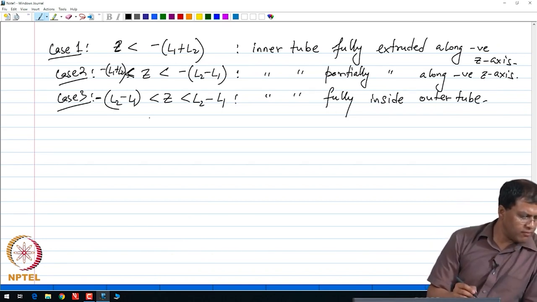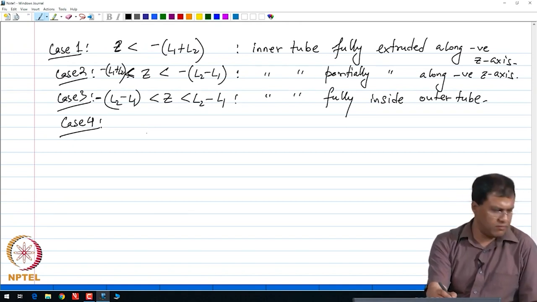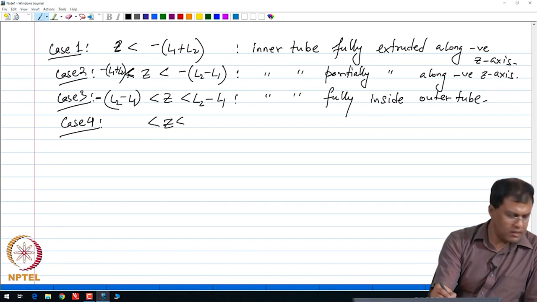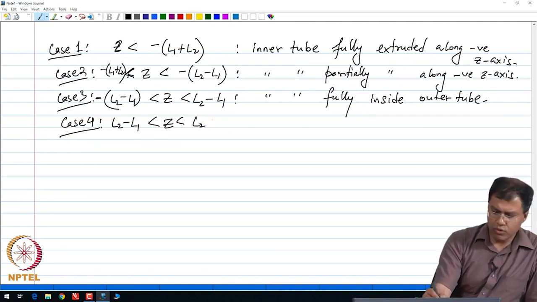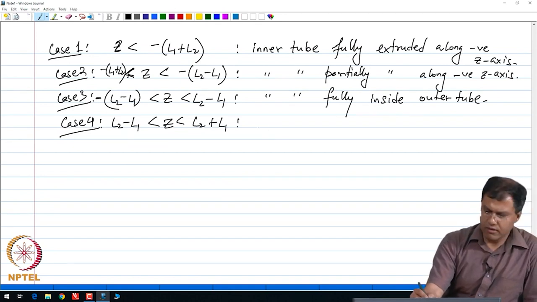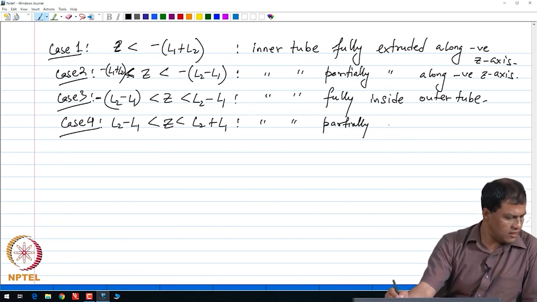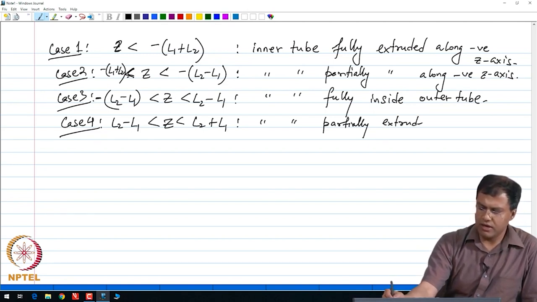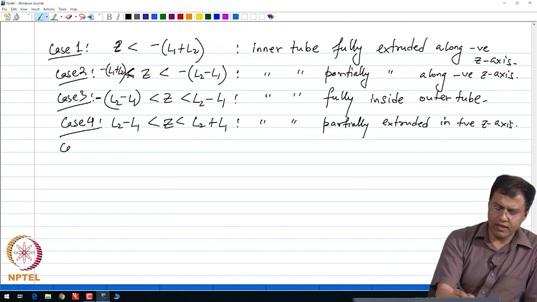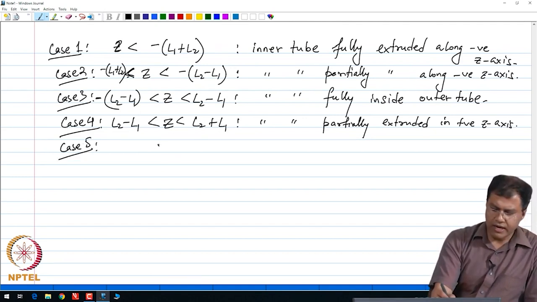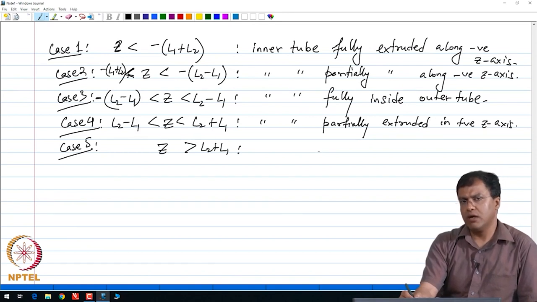Then I could also have that the inner tube is partially contained inside the outer tube, but along the positive z axis. Which means that z is from L2 minus L1 to L2 plus L1, and this is where the inner tube is partially extruded in the positive z axis. And then the fifth case is where z is bigger than L2 plus L1, and this is the case where the inner tube is fully extruded out of the outer tube, in the positive z direction.